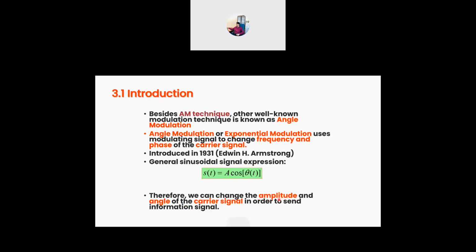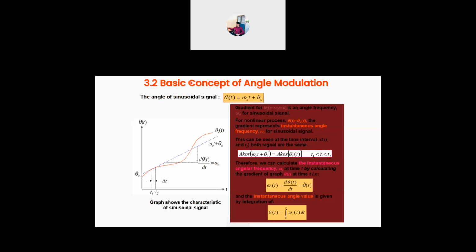If you change the amplitude, you are going to have amplitude modulation. Now if you change the angle, you will have angle modulation, which is frequency modulation or phase modulation. Frequency modulation and phase modulation together are actually angle modulation. So, the basic concept of angle modulation.